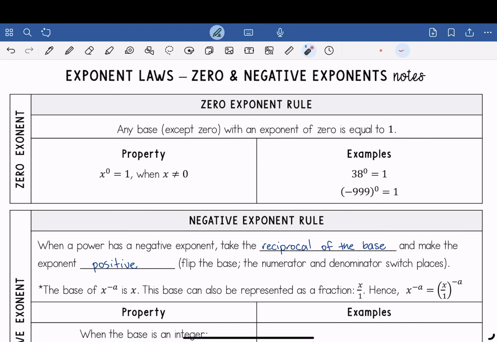Exponent laws, zero and negative exponents. The zero exponent rule states that any base, except the base of 0, with an exponent of 0 is equal to 1. The property states here that any base, if it is put to the exponent of 0, will always equal 1, as long as the base isn't 0. X cannot be 0. Example, 38 to the power of 0 is 1. Second example, negative 999 to the power of 0 is equal to 1.